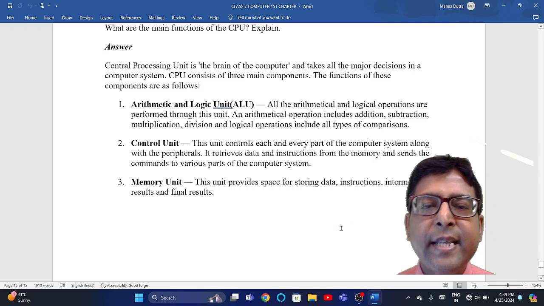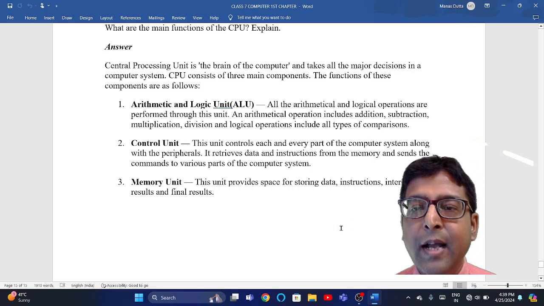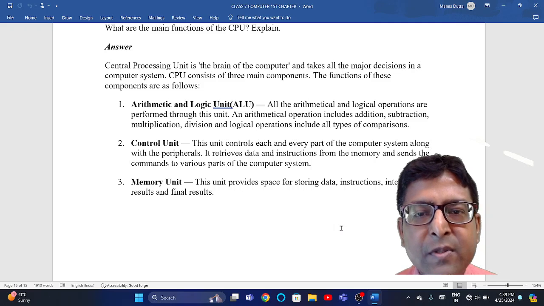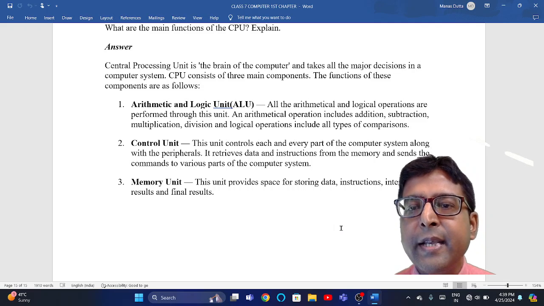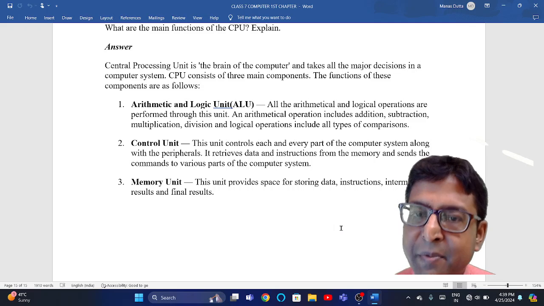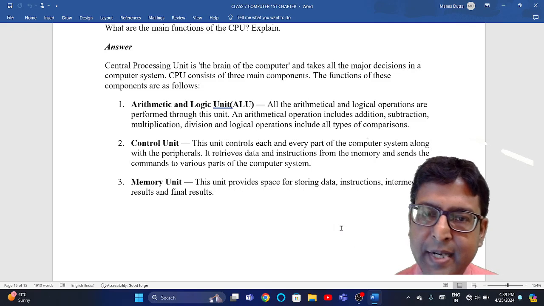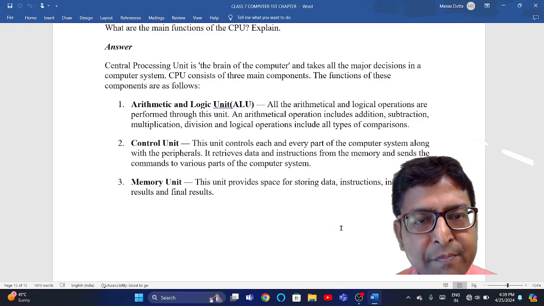Arithmetic and Logic Unit, ALU. All the arithmetical and logical operations are performed through this unit. Arithmetical operations include addition, subtraction, multiplication, and division, and logical operations include all types of comparisons, that is, equal, less than or equal, greater than or equal.